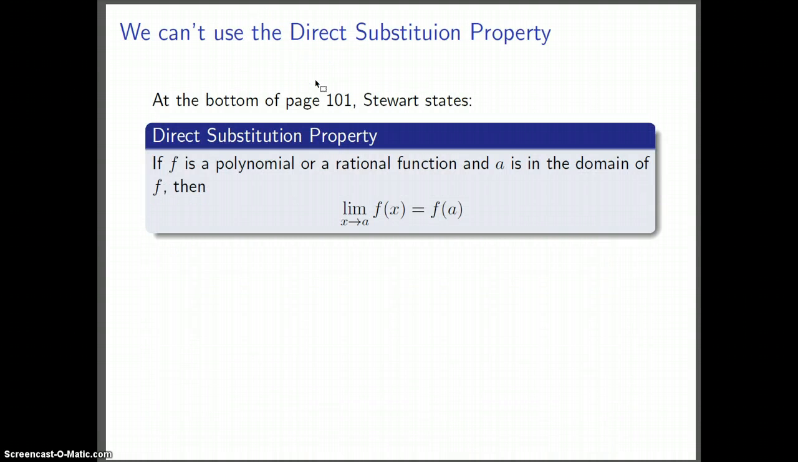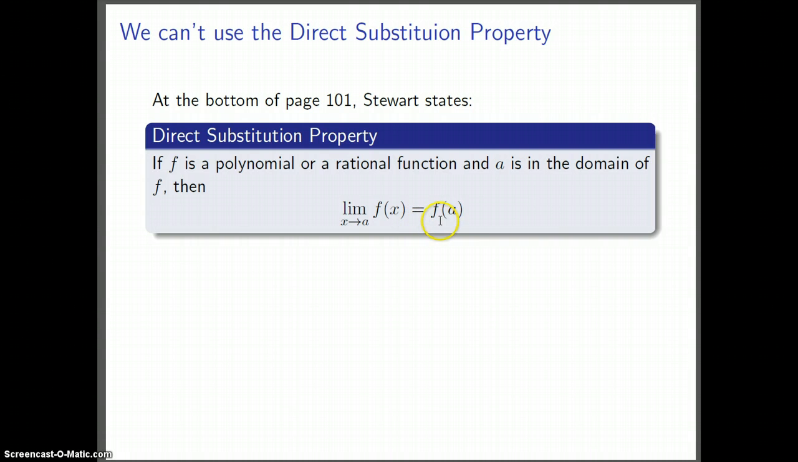And go ahead and flip with me to the bottom of page 101. There's this direct substitution property in a red box. It says that if f is a polynomial or a rational function and a is in the domain of f, then the limit of f of x as x approaches a, that's the thing we were wanting to compute, is simply the same thing as f of a.